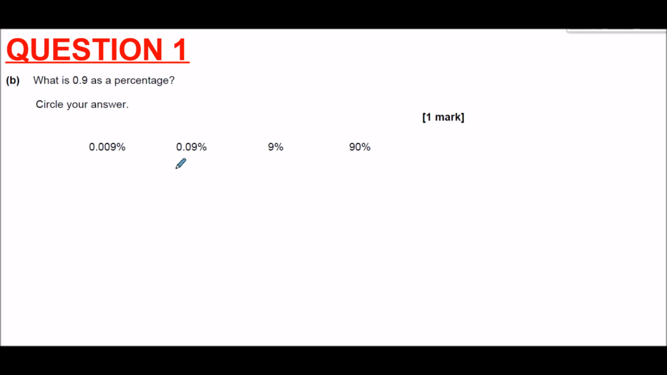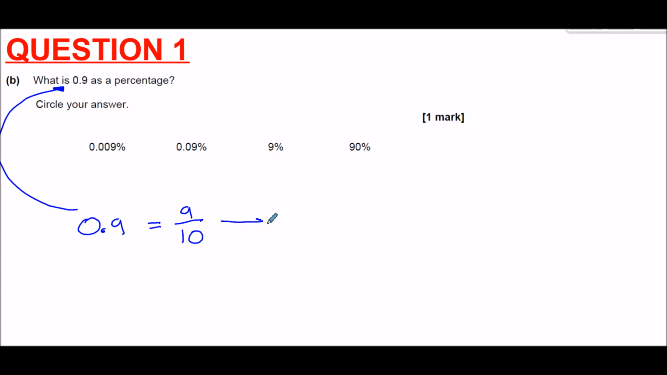1b, what is 0.9 as a percentage? Two ways of doing this. Well, more than two ways I'm sure, but I'll give you two ways. So we can rewrite the decimal as a fraction. Now 0.9, this is the units, then we have the decimal. The first digit after the decimal represents tenths, so 0.9 means 9 tenths.